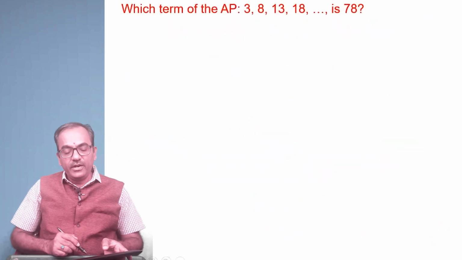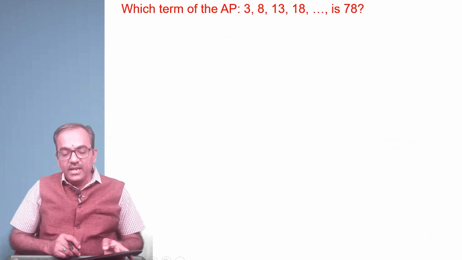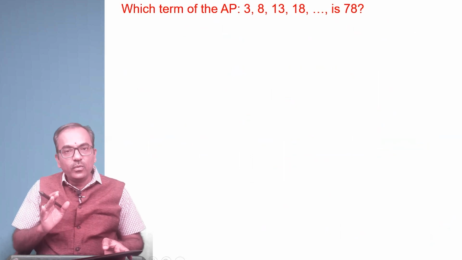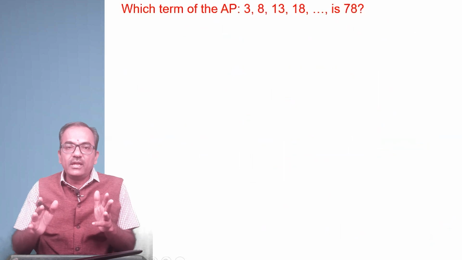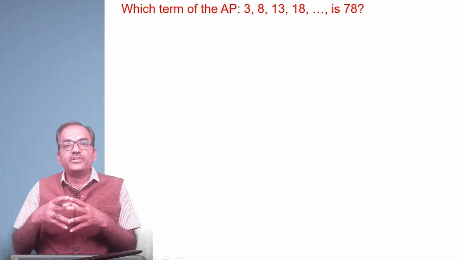Dear children, now let us move on to a different problem. The rest of the problem can be tried as a homework situation. Now, which term of the AP 3, 8, 13, 18 is 78? Take a close look and try to read the problem, and out of the 4 variables a, n, d and an, which 3 variables have been given and which variable is to be found out should be clearly taken into consideration.